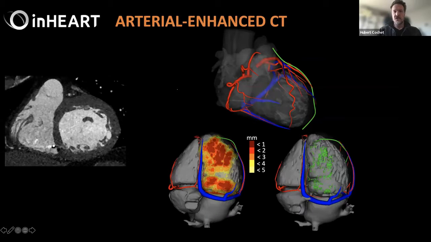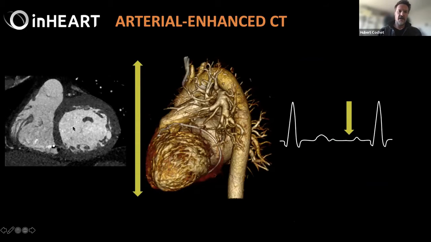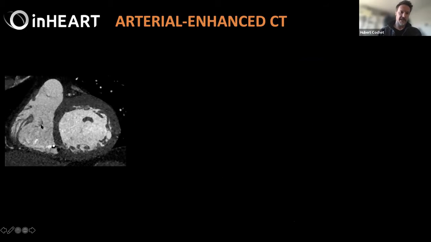Here is a slide that shows the most available technique, which is arterial enhanced CT. It's the same thing as a coronary CT, except that the injection protocol is slightly different because we need enhancement in both the LV and the RV in order to visualize also the right ventricular structures and the thickness of the septum. But apart from that, it's a very standard cardiac CT acquisition.